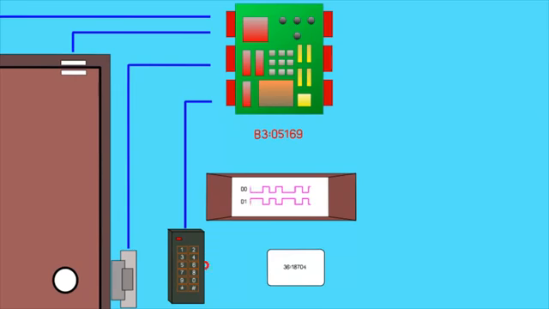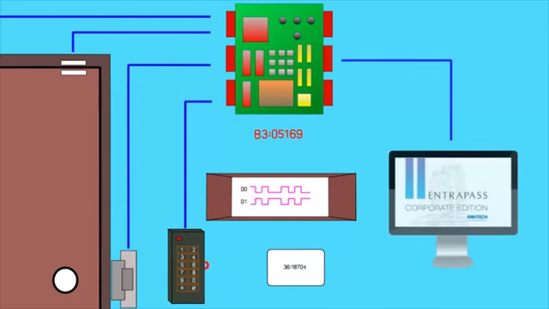How does the controller know which user should have access or not? Everything is programmed from the Enterpass software on a computer.